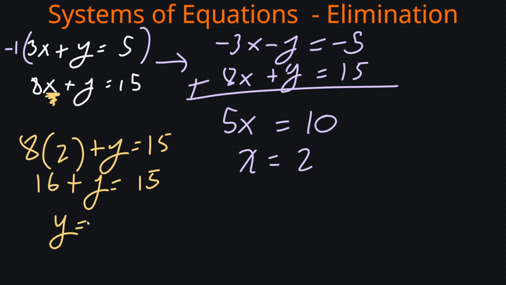Minus 16 from both sides. 15 minus 16 gives me a -1. And so my final solution is the coordinate 2, -1. And so when I have a lineup of two positives, I don't have any variables that can just easily cancel. I just multiply by a negative and make things go away anyways.